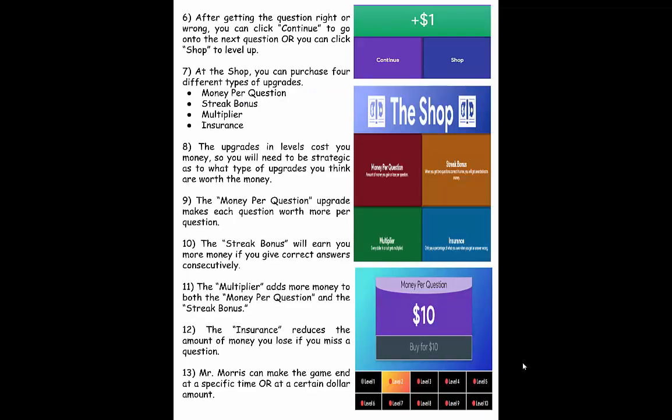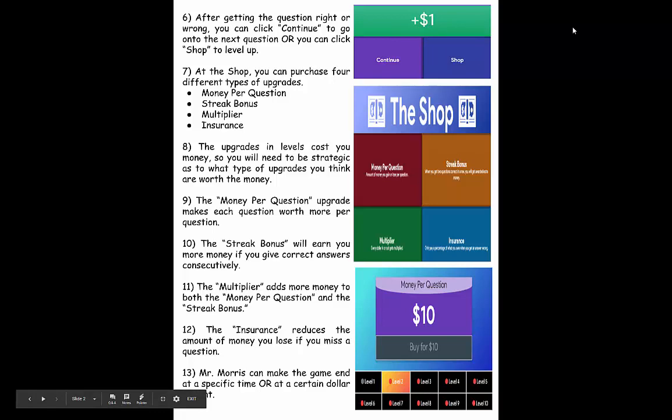And then this is where Gimkit separates itself from Kahoot. Every question in Gimkit is worth money instead of points, and every question you either gain money by getting it right or you lose money by getting it wrong. And so that's a big difference between that and Kahoot. So if they get the question right, it's going to show that they gained $1. If they get the question wrong, they're going to lose $1.